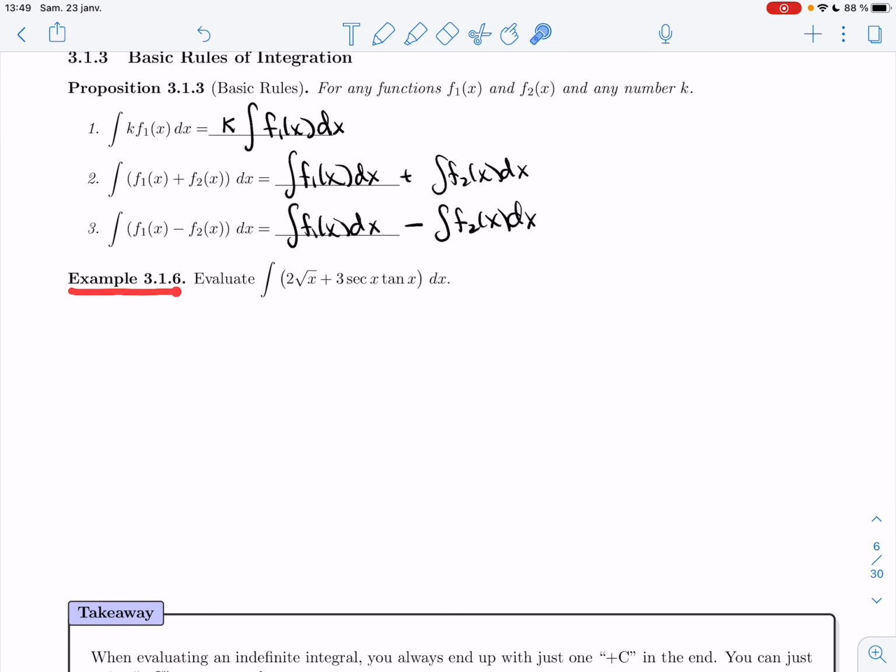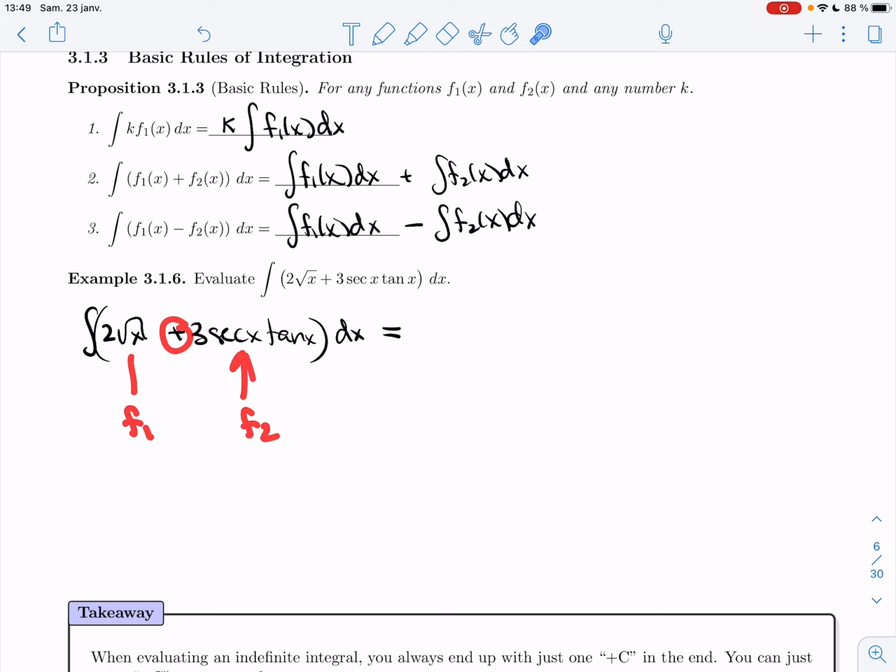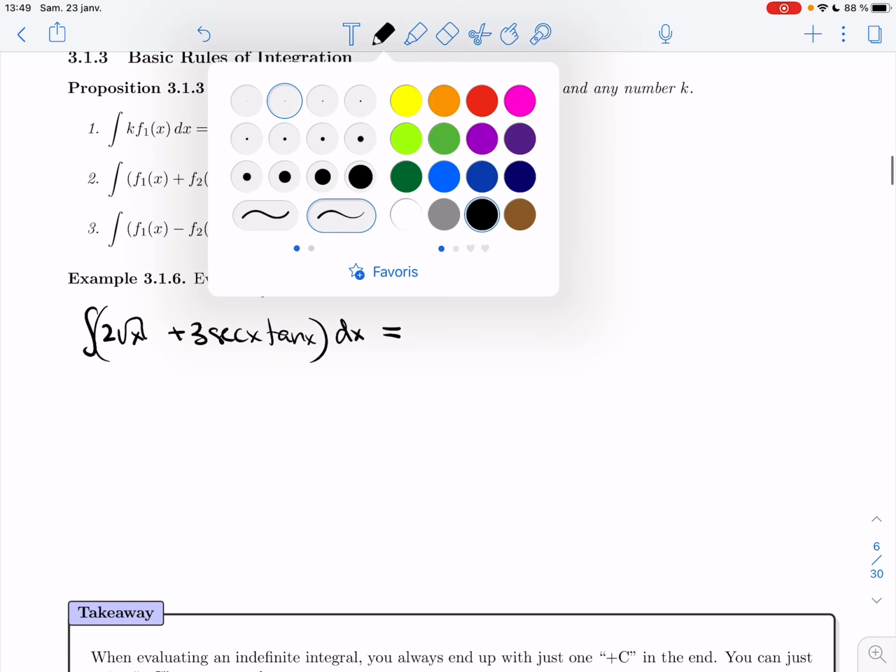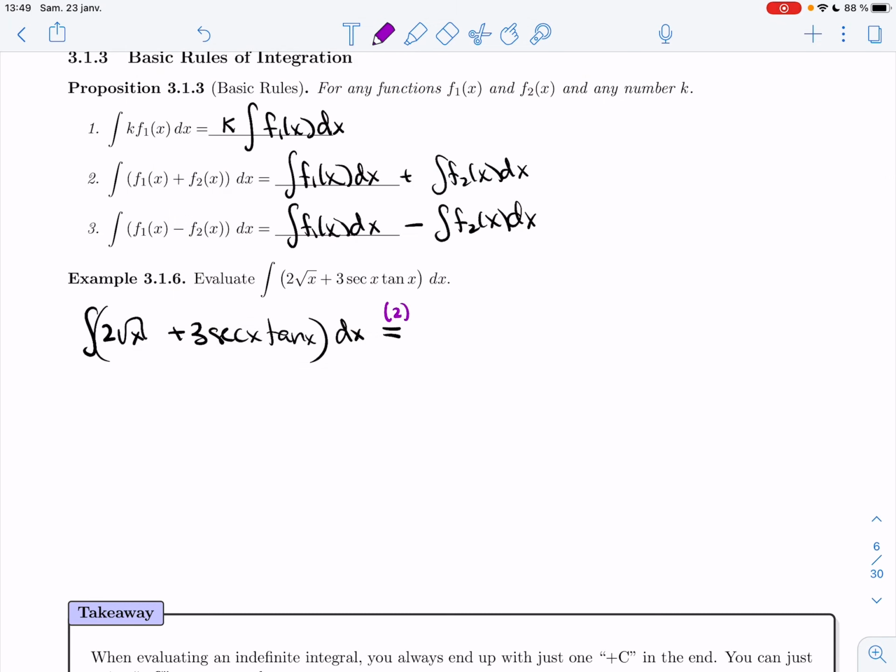Example 3.1.6. Let's evaluate the integral of 2 root x plus 3 secant x tan x dx. All right, so let's write this down. First thing I'll do, I have a sum of two functions. So this is going to be my f1, this is going to be my f2. According to property 2 here, I'm going to be able to split it. So I'm going to split it.